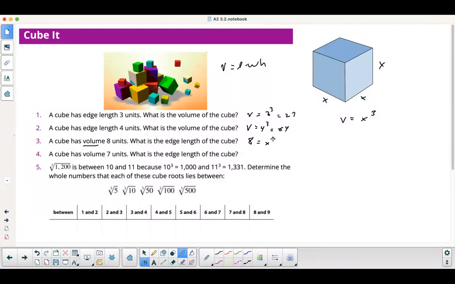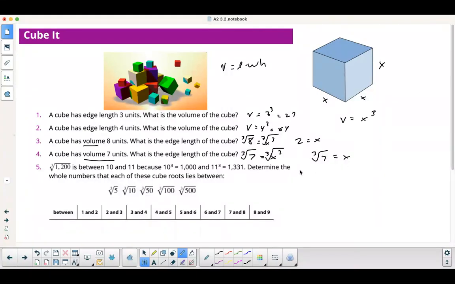And then I've got to find x. So in order to get rid of a cube, I'm going to cube root both sides. So the cube root of 8 is 2, because 2 times 2 times 2 would give you 8. Same thing here, volume is 7 units, so plug in 7 for V. Cube root both sides, so the cube root of 7 equals x.